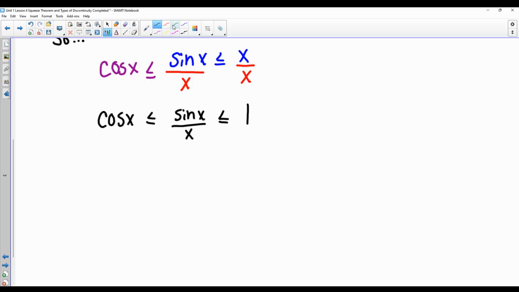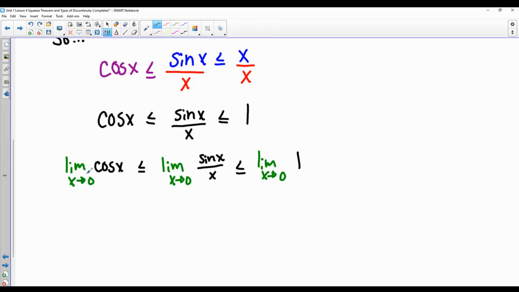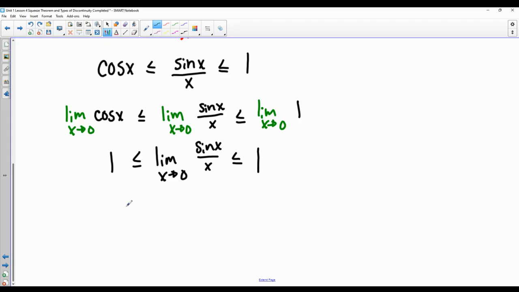Now this is where we transition to our limits. I'm going to take the limit of all the pieces. The limit as x approaches 0 of cosine of x: we plug in first, right? We plug in 0, cosine of 0 is 1. Then the middle part is the limit that we are trying to figure out. And the limit of a constant, no matter what we're approaching, is always the constant. So we have now squeezed this limit in between ones.